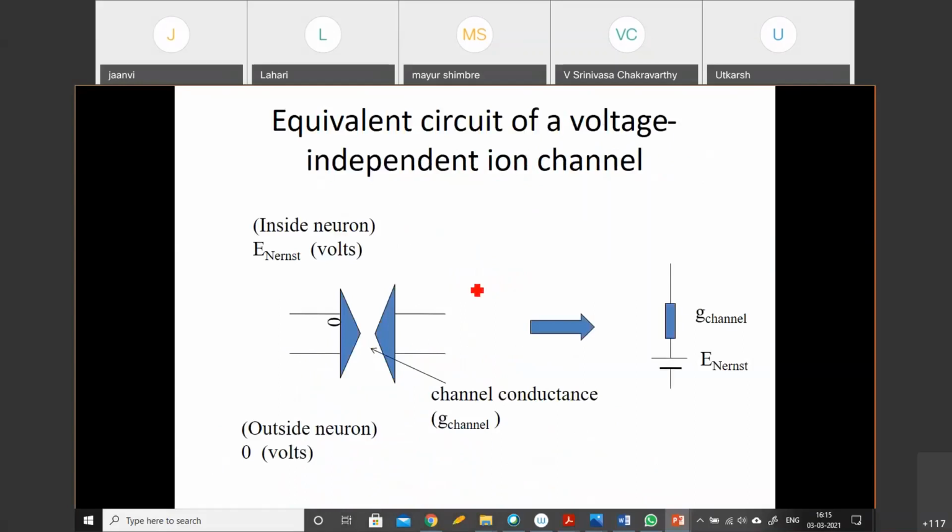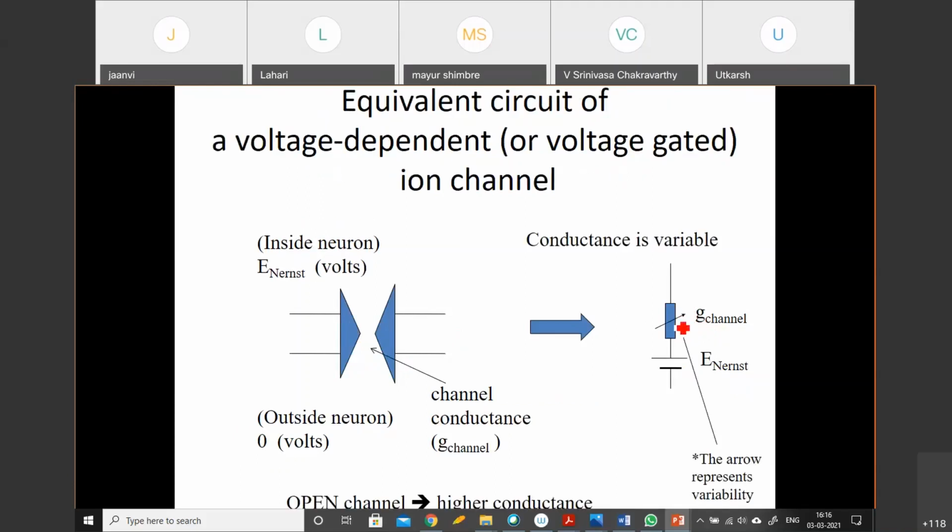Now this kind of voltage is generated for every ionic species or ion separately. And the channel itself has some conductance because it's a pore and there is a flow of current from one side to another. So it obviously offers some resistance to that flow. So electrically, this ion channel is represented by a series combination of a resistance and a battery. The battery value is given by the Nernst potential, so you call it E Nernst. And the resistance is represented in terms of conductance, for reasons I'll explain later. Instead of resistance, we just use conductance as a convention.